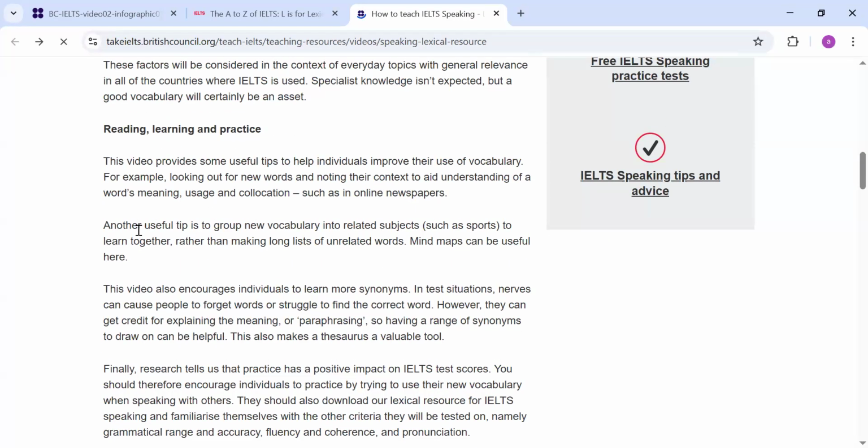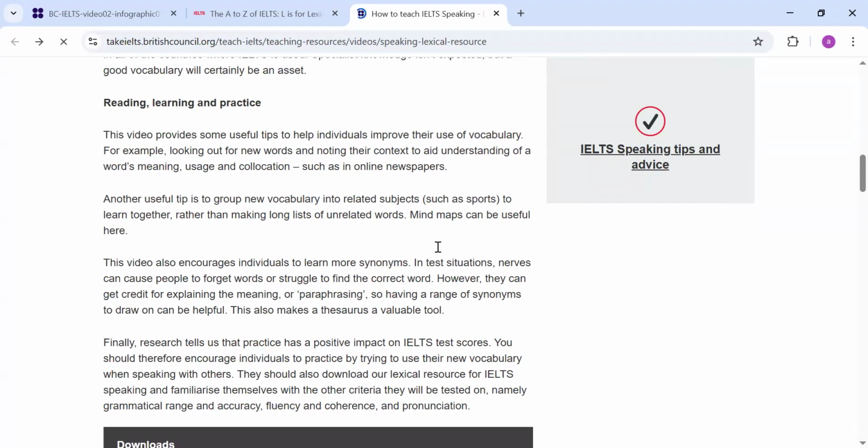Another useful tip is to group new vocabulary into related subjects such as sports. So we need to create a mind map, or even a list like sports, tourism, environment, and then you can put words related to sport in that category, and words related to environment in that category, rather than making a long list of unrelated words. These are very difficult to memorize. So when we group words together based on the topic or subject, it will be really helpful. And what people usually do for this is create mind maps. I will show the mind map if time is left.